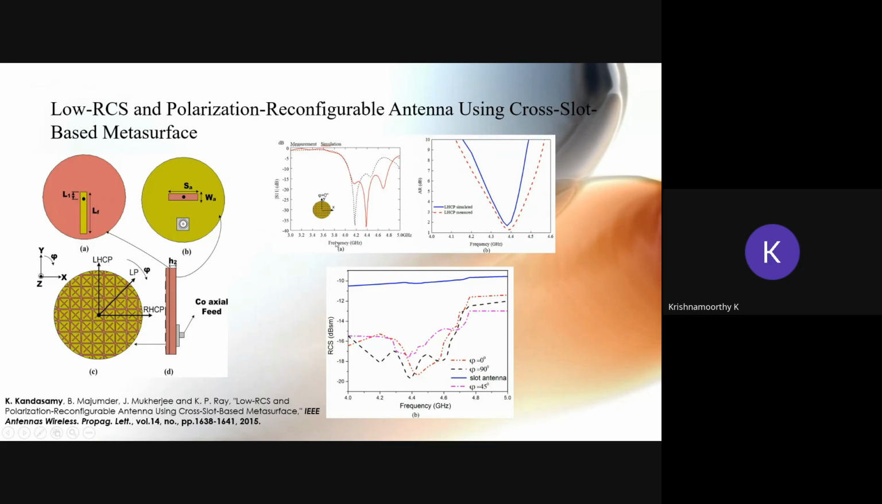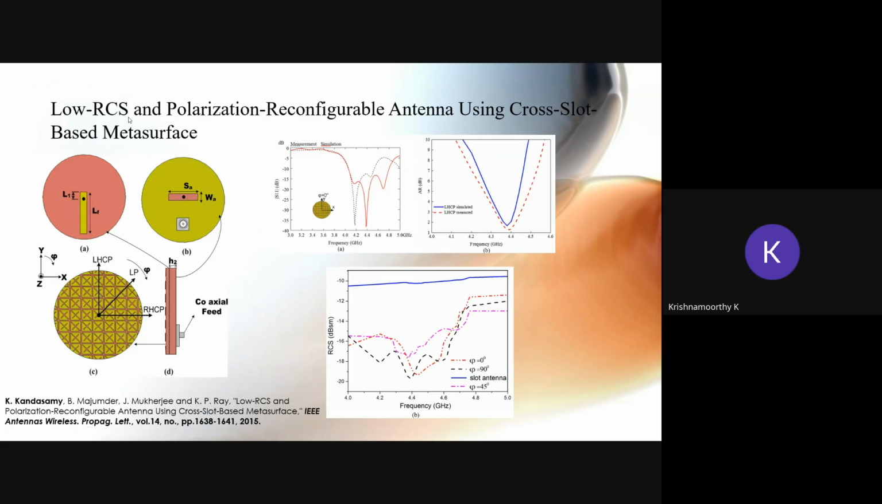So we can get different polarizations. We can convert the simple linear polarization slot antenna to a circularly polarized antenna. And we can also control the polarization sense simply by rotating the metamaterial structures with respect to the slot, the left-hand circular polarization as well as the right-hand circular polarization. And this antenna is going to give low radar cross section also.